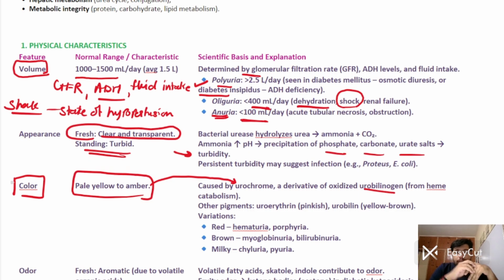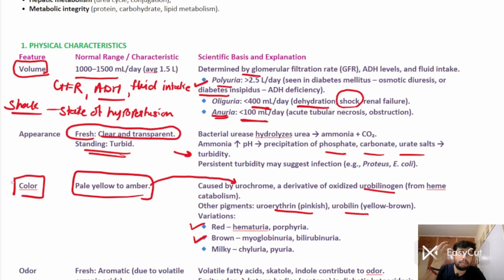Okay, other pigments like uroerythrin will impart a pinkish color, urobilin, that is yellow to brown color. And what are the variations? When red color urine is formed, it is either due to hematuria or some hemoglobin metabolism defects like porphyrias. Okay, you will be learning in the hemoglobin classes.